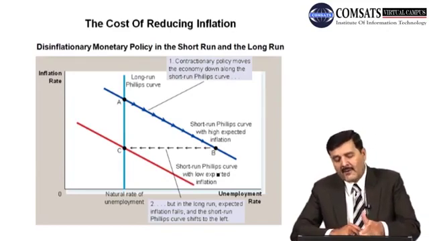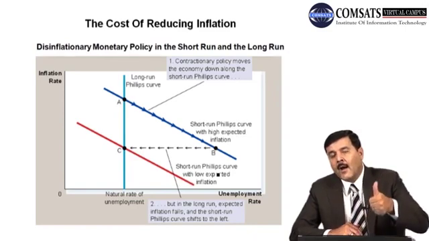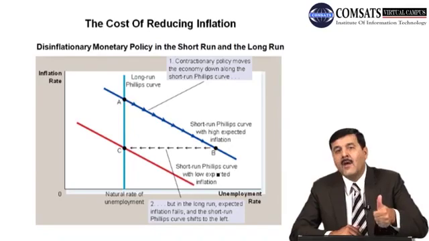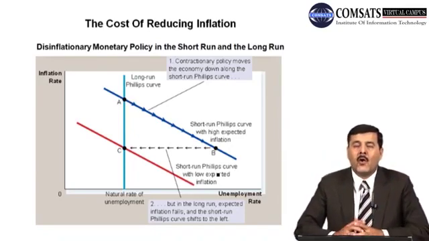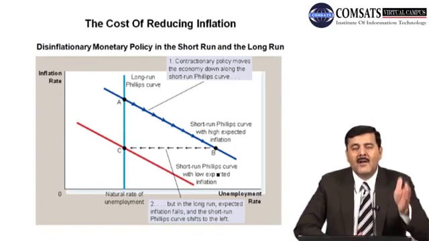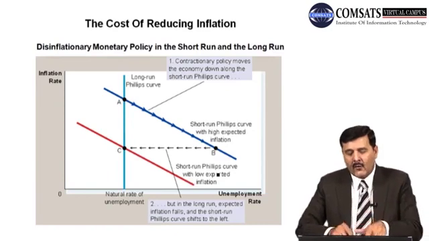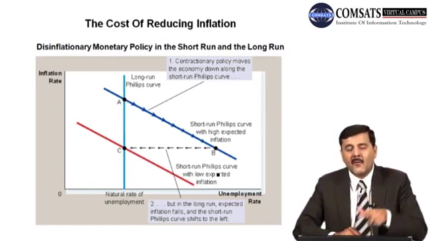ऑफ कोर्स there will be less production, राइट? सो कंट्रैक्शनरी मॉनेटरी पॉलिसी से एग्रीगेट डिमांड कम हुई, एग्रीगेट डिमांड के कम होने से क्या हुआ? जो प्राइसेस हैं कम हुई, प्राइसेस कम होने से there is less incentive for the producer to produce more, सप्लाई कम होगी, प्रोडक्शन कम होगी, जब प्रोडक्शन कम होगी तो अनएम्प्लॉयमेंट बढ़ जाएगी, राइट? सो वी मूव फ्रॉम पॉइंट A टू पॉइंट B, but in the long run what will happen?